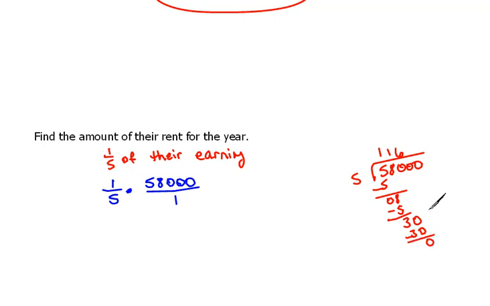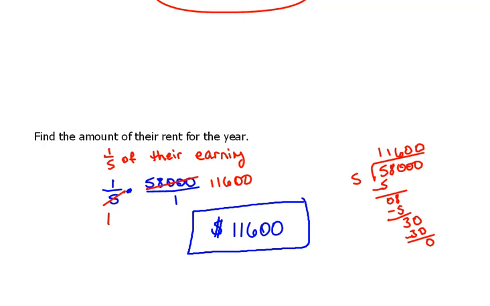Now we have 0, but we have to continue doing something for these zeros here at the end. So each one of those will be zeros. 5 goes into 5 one time. It goes into 58,000 11,600 times. So when we multiply these together now across the top, we've got 1 times 11,600, which is 11,600. And on the bottom we have 1 times 1, which is 1. Now remember, we don't really have to put a denominator of 1. We can just leave that as $11,600 spent on rent.